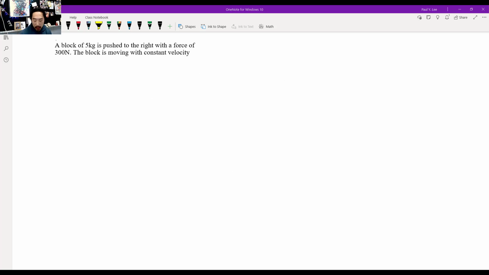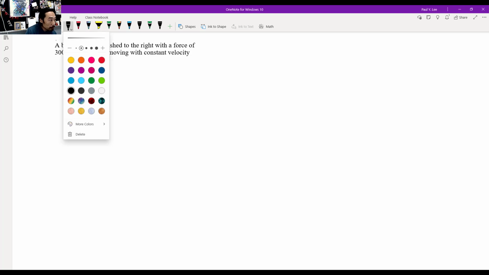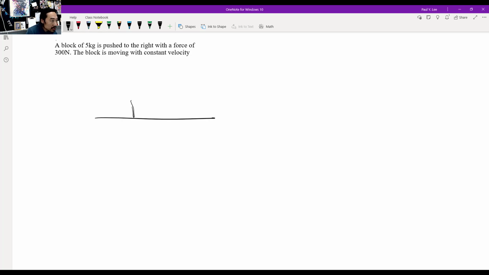So for this one, we have a block of 5 kilograms is pushed to the right with a force of 300 newtons. The block is moving with constant velocity. So let's do a quick side sketch. So here we have a block of 5 kilograms. I'm going to put a little dot there to represent my object. I'm going to draw a free body diagram. So I know the force of gravity exists. Once again, good reminder, just write Fg equals mg every single time.